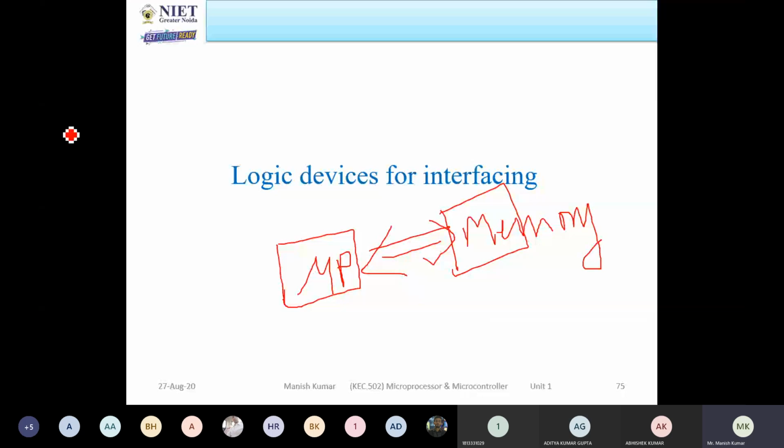So now you can see, for interfacing any components with the processor, you need some devices. That device is called logic devices. So how many logic devices are there? Which logic devices have you studied? What is the meaning of logic device? Can anyone tell?